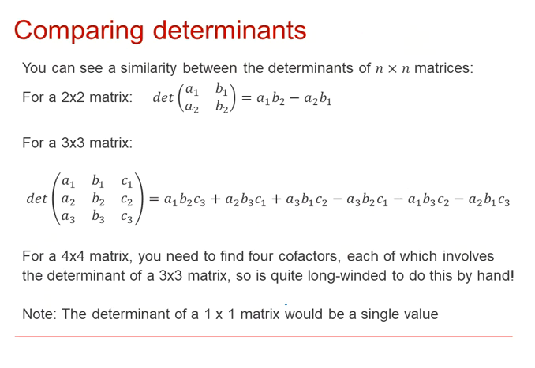So now we can see some similarity between the determinants of an n by n matrix. The determinant of a 2 by 2 matrix was a1 b2 minus a2 b1, and the determinant of a 3 by 3 matrix was the algebraic expression that we've just been considering. For a 4 by 4 matrix you'd need to find the 4 cofactors, each of which would involve the determinant of a 3 by 3 matrix, which would be a really long-winded method and far too complex to do by hand or in an exam. It's worth noting that the determinant of a 1 by 1 matrix, which is obviously a very trivial case, would just be a single value.